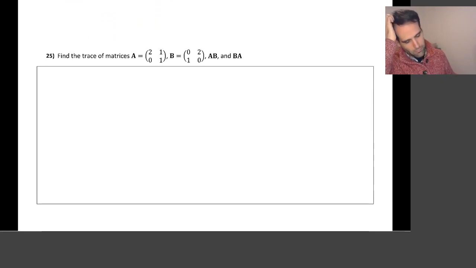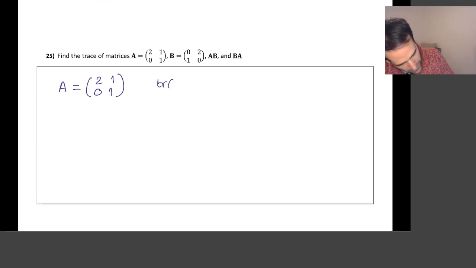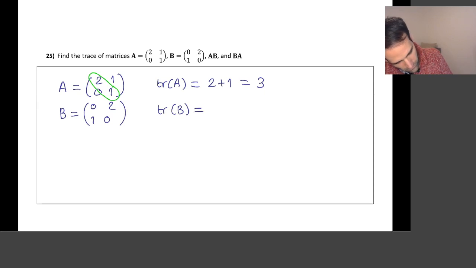So, two simple examples. Here I give you a matrix A which equals 2, 1, 0, 1, and I ask you to calculate the trace. So the trace of A equals 2 plus 1, the elements on the main diagonal, which equals 3. Now consider matrix B, 0, 2, 1, 0. The trace of B is equal to the sum of the elements on the main diagonal. 0 plus 0 equals 0.